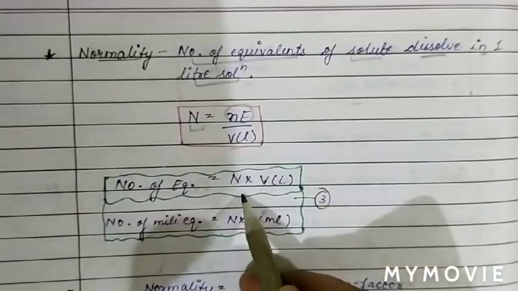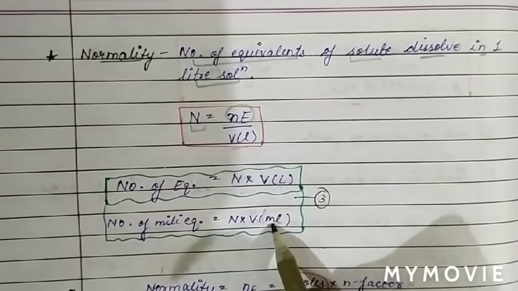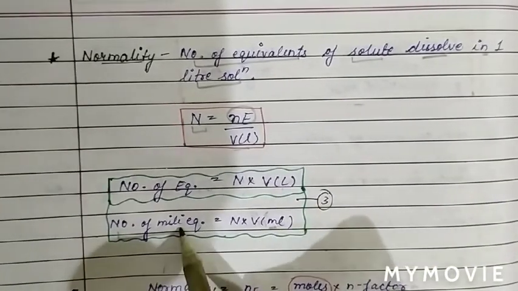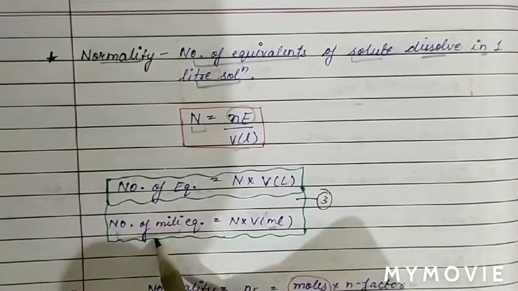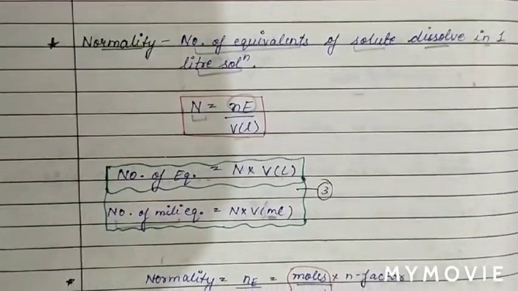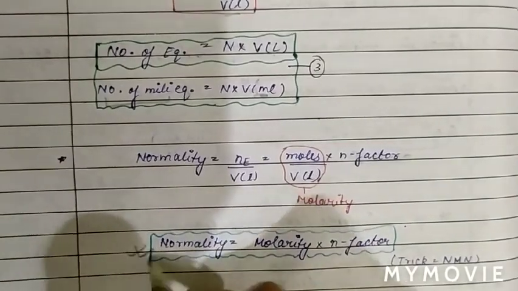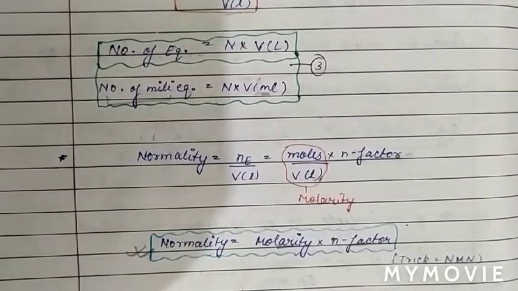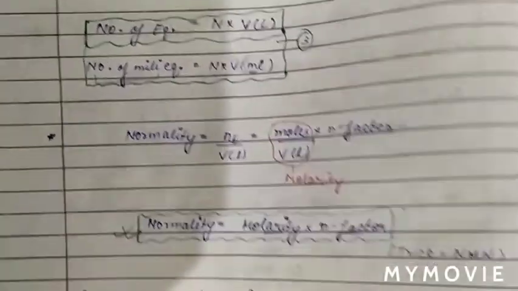We can also say number of equivalents will be equal to normality into volume, and if volume is given in milliliter ml, then it will be number of milli equivalents. So number of equivalents is normality into volume in liter, and number of milli equivalents is normality into volume in ml. See the next relation. We also know normality is molarity into N factor.